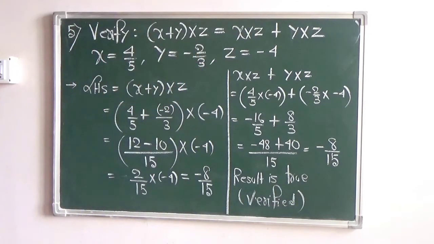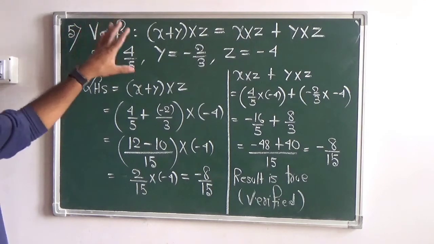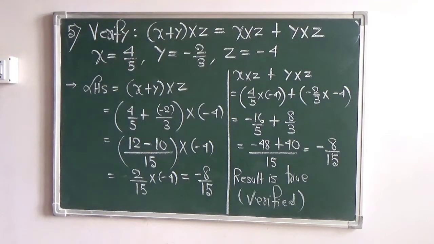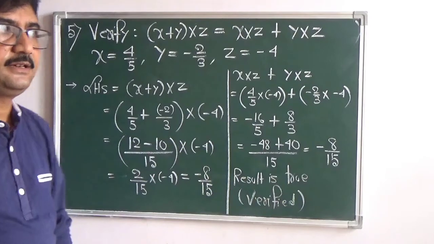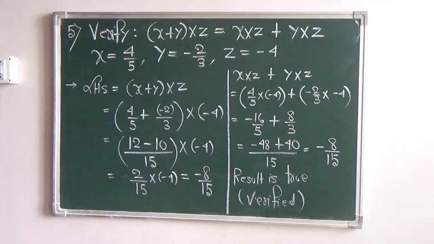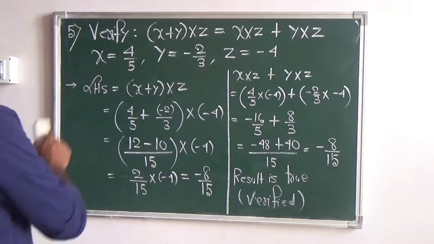If the values are not the same, just write result is false, that is not verified. But in the case it is given verify, so you have verified it. That is, the left hand side is minus 8 by 15, right hand side is also minus 8 by 15, hence the result is true. So moving on to question number 6.